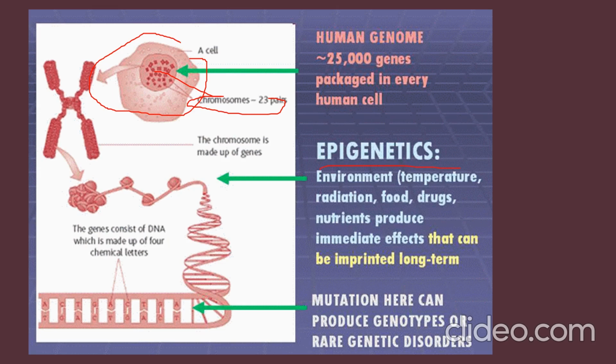Epigenetics, the environment, like temperature, radiation, food, drugs, nutrients, produce immediate effects that can be imprinted long term. So pagka merong something in your environment like drugs and food, no, pwede ka magkaroon ng genetic mutation. So mutation here can produce genotypes or rare genetic disorder.